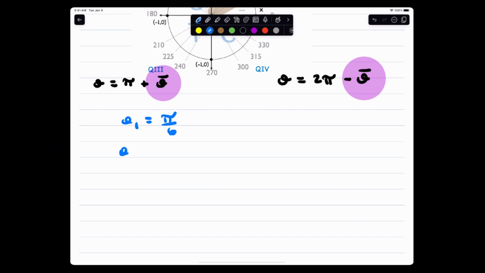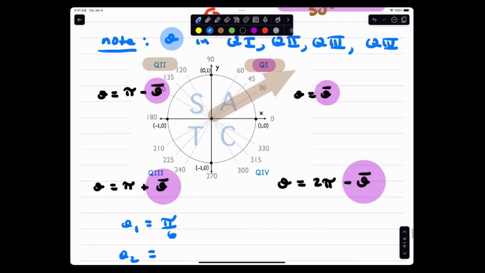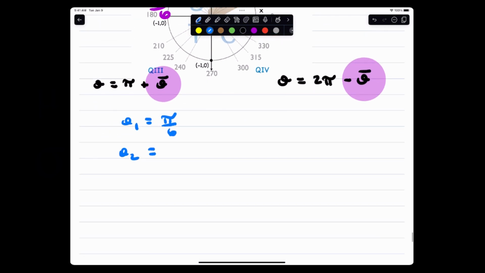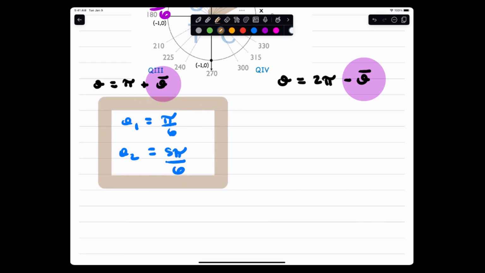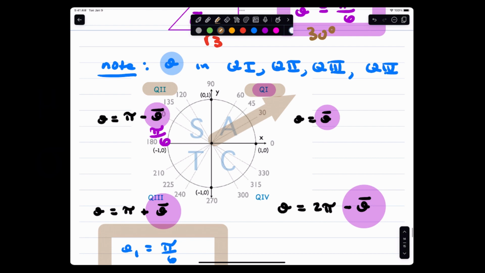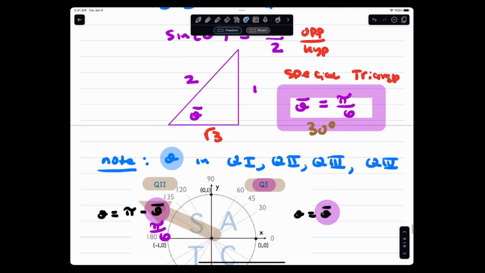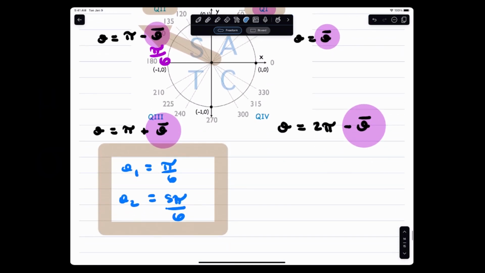Now, what's the second solution? You might say, what do I do? Well, plug in that reference of pi over 6. Do the same arithmetic, and in the last example, we found it to be 5 pi over 6. So these two solutions are associated with the sine being what? Positive. You guys remember that? It's the second solution now. This is for sine being 1/2. Those are the two solutions. That's why I colored it gold.